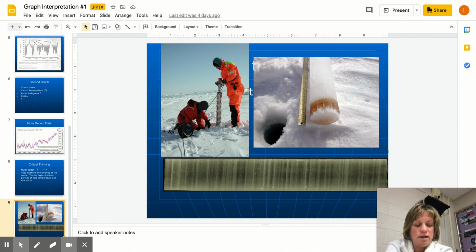So the key idea here is scientists aren't guessing about temperatures in the past. They are using data and ice cores in the thickness of the layers to figure it out.